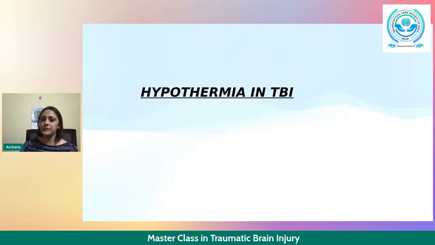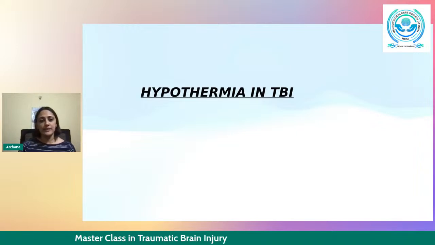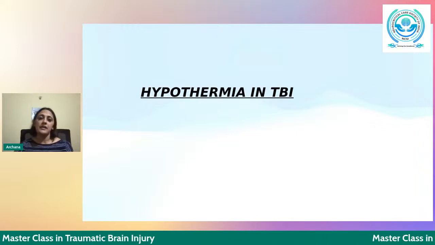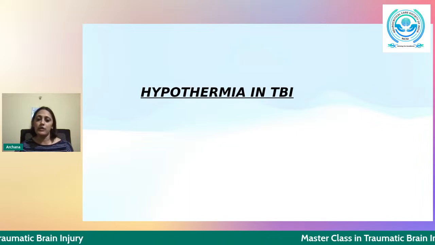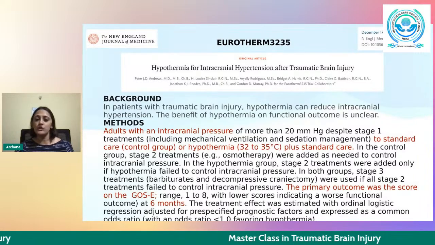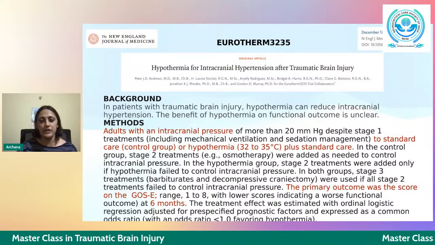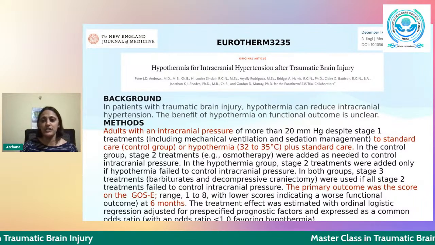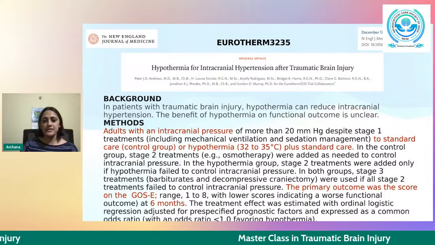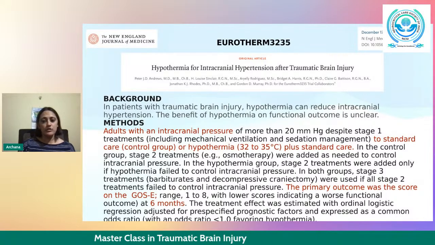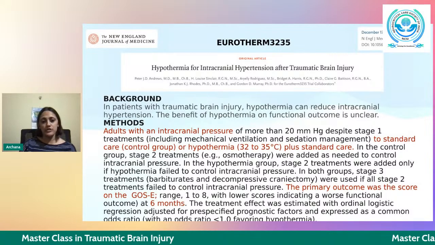Coming to hypothermia in traumatic brain injury, there are various studies in hypothermia, but I'll be talking about 2 studies, the Eurotherm and the Polar study. The Eurotherm study was conducted on adults with an intracranial pressure of more than 20 mmHg, and the patients were randomized to standard care or hypothermia. Here also the primary outcome was the Glasgow outcome scale extended at 6 months.